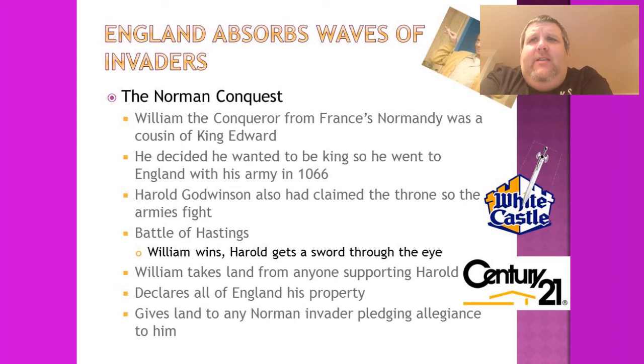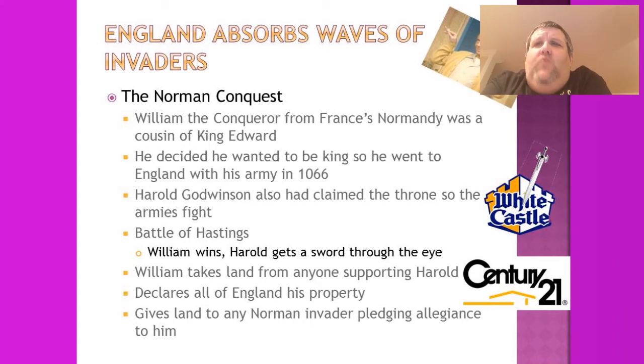The Norman conquest comes from not a man named Norman, but Normandy. We'll talk much later in the course about the beaches of Normandy and D-Day during World War II. But in France, there's a northern region called Normandy, and there is a man there, William the Conqueror is his name, and he was a cousin of King Edward. He decides, hey, I wouldn't mind being the king.